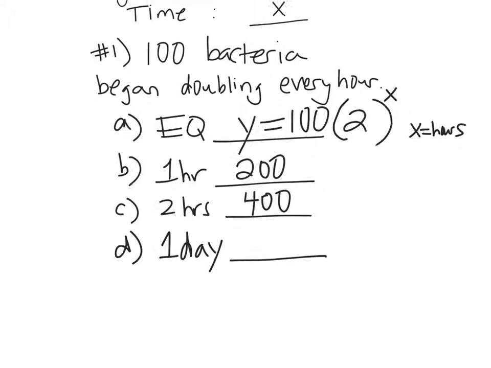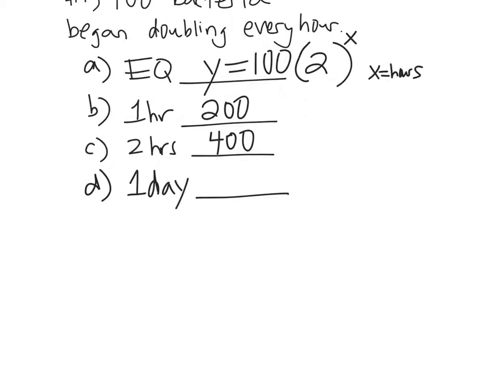Okay, how about 1 day? Whoa, you did it already? Big number, huh? Okay, so you're going to do 100 times 2 to the 24. You have to plug in 24 for x. You do not need to do this in your head. So you're going to go 100 times 2 to the 24th power. I don't need to put parentheses in my calculator or anything like that. My calculator knows to do correct order of operations, and that's the number you get after 1 day.